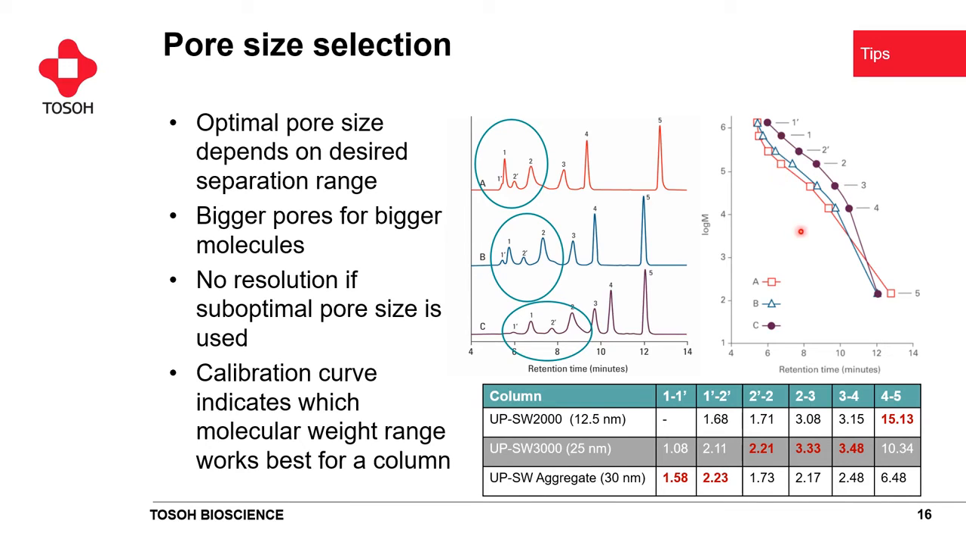So if you know you would like to analyze a protein of 150 kilodalton, then you have a look at which column is linear in that range. What we can see already, if we look at 3 different columns from 12.5 nanometer pores up to 30 nanometer pores, is that the small pores cannot separate our biggest proteins here, whereas the large pore columns can. And we do see that the low molecular weight proteins get closer together, meaning less separation in the low molecular weight range.